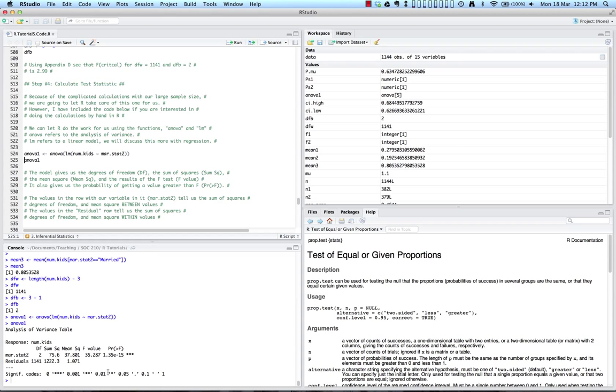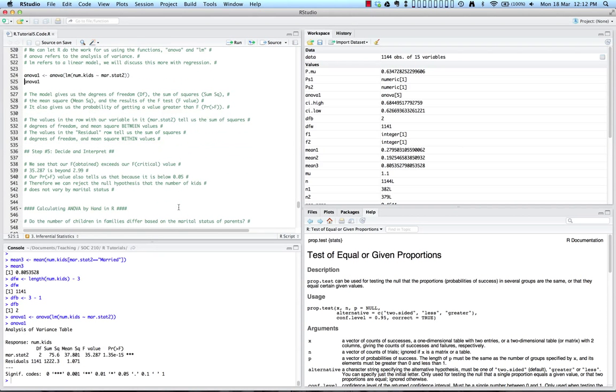The values in the row with our variable in it, mer.stat2, tell us the sum of squares, degrees of freedom, and mean square for between values. The values in the residual row tell us the sum of squares, degrees of freedom, and mean square within values. So these are the things we would be calculating normally. We see we have our different values in our table here. We also have our F value.